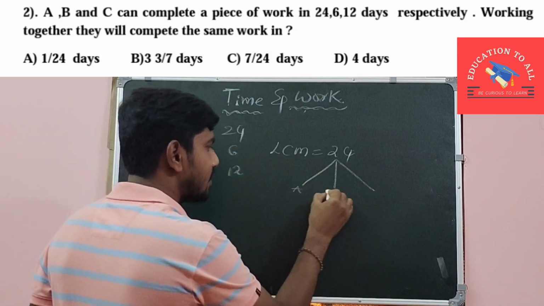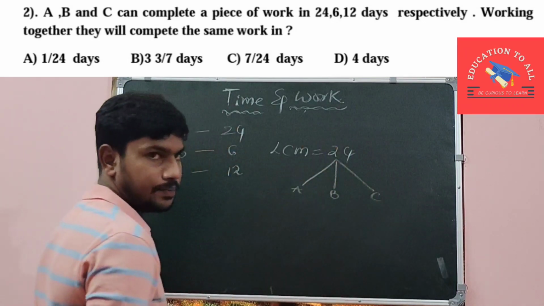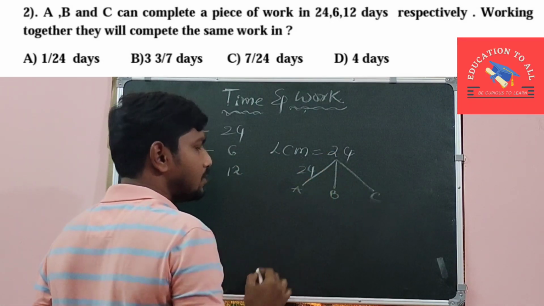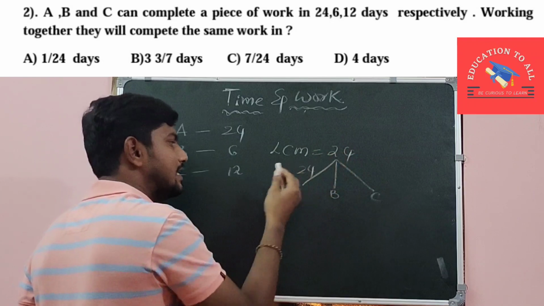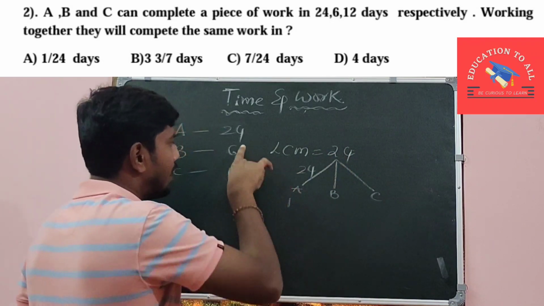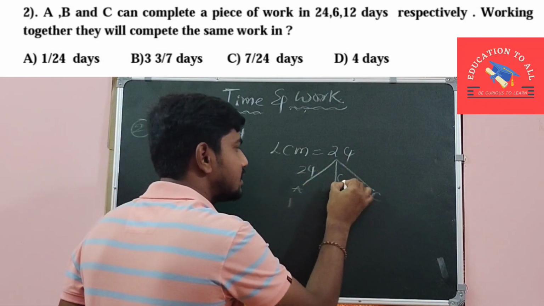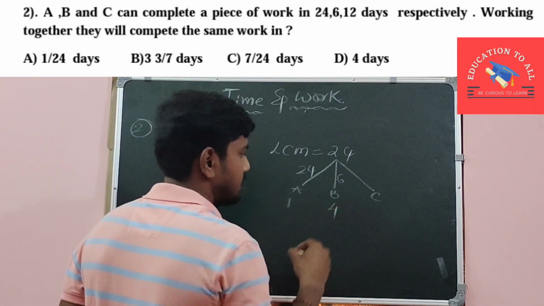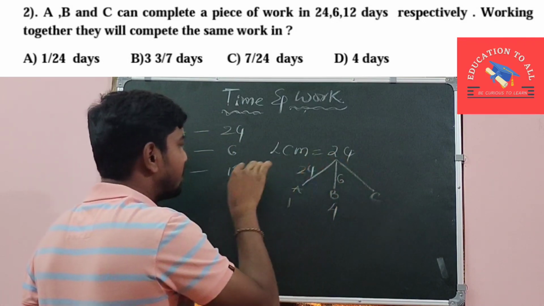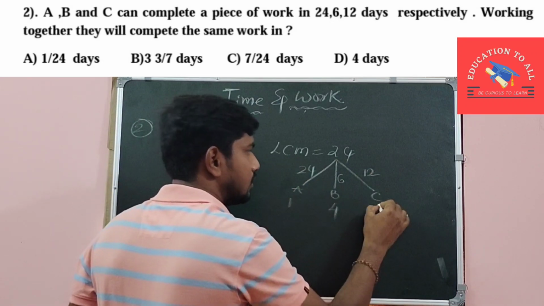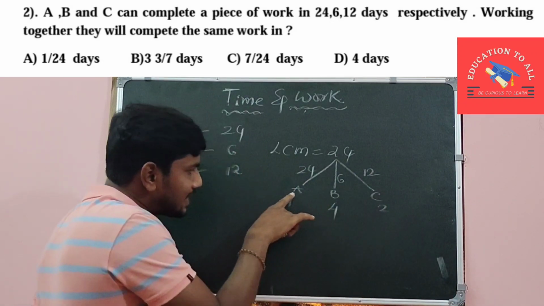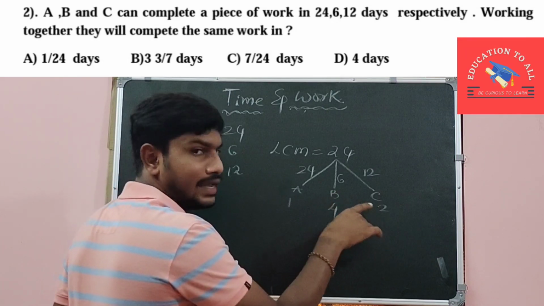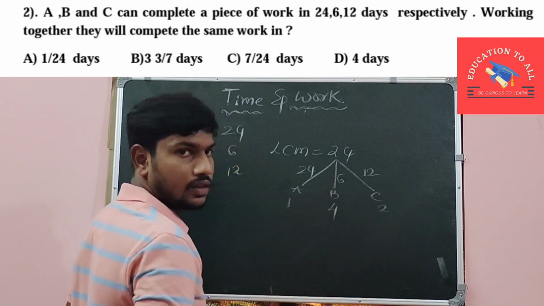So this is A, this is B and this is C. In 24, the table of A cancels one time. B is 6 days, and in 24, 6 cancels 4 times. In 24, the table of 12 cancels 2 times. So 1 is the efficiency of A, 4 is the efficiency of B, and 2 is the efficiency of C.